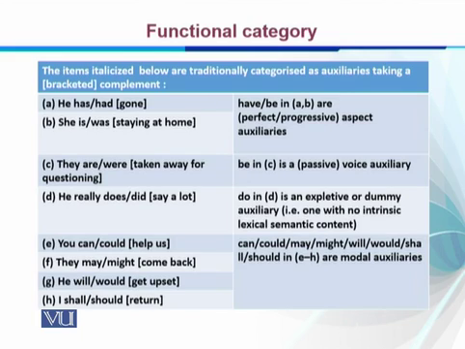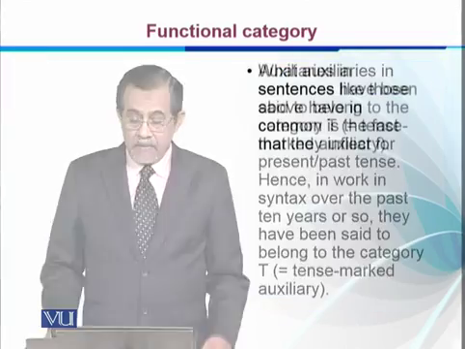"He really did say." So in this sentence, an expletive or dummy auxiliary, do or does, is used. It has no lexical semantic content. Similarly, "you can, could, help us." All these, can, could, may, might, shall, should, are modal auxiliaries, right? So these are different categories or different constituents of the auxiliary verb.